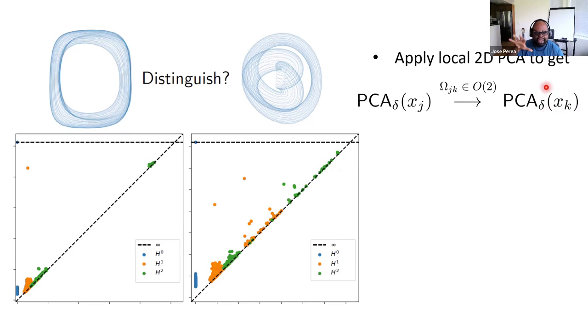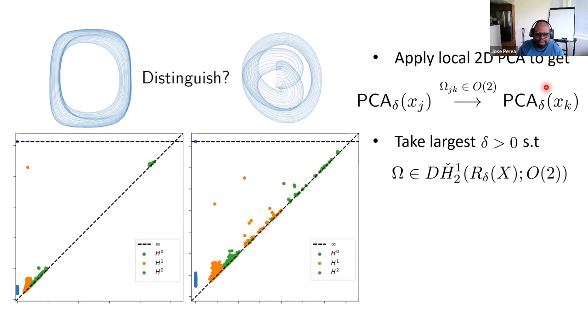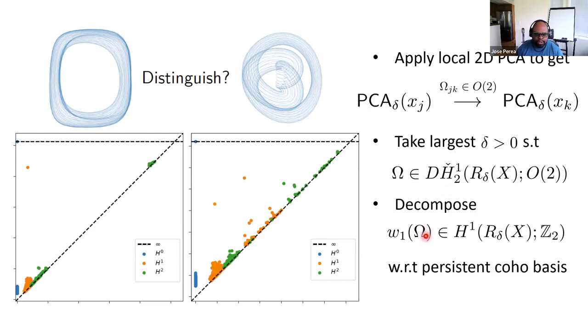Okay, so think of omega jks as the transition functions for the tangent bundle estimated via local PCA. The next thing we're going to do is take the largest delta so that the omegas are still approximate cocycles of the right error rate. From that, we can compute the Stiefel-Whitney classes as we did before. And the final step is going to be to decompose the computed Stiefel-Whitney classes with respect to the persistent cohomology bases that have been computed, just to see how robust these classes are to the underlying geometry.